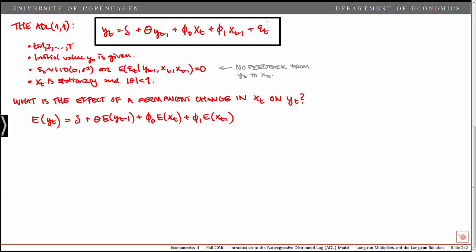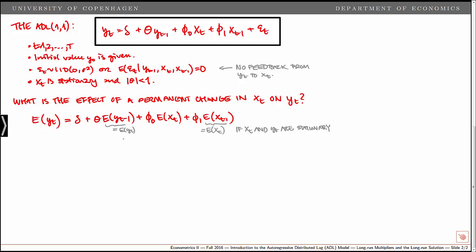Under the assumption of stationarity, the expected value of y_t is constant over time, so the expected value of y_{t-1} is equal to the expected value of y_t. Likewise, if x_t is stationary, the expected value is constant, so the expected value of x_{t-1} equals the expected value of x_t. So this holds if x_t and y_t are stationary.